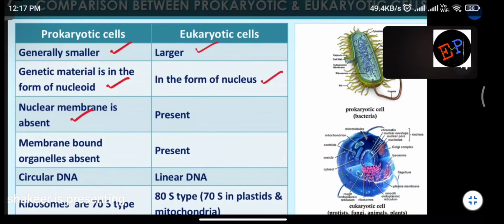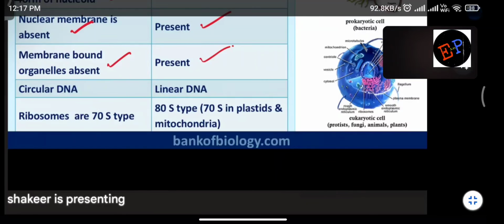Nuclear membrane is absent in prokaryotes. When there is a nucleus, where does the membrane come from? Membrane is present in eukaryotes. Membrane bound organelles are absent in prokaryotes, and they are present in eukaryotes. DNA is circular in shape in prokaryotes, and here we have linear DNA. Clear? Ribosomes are 70S in prokaryotes, but here they are 80S.